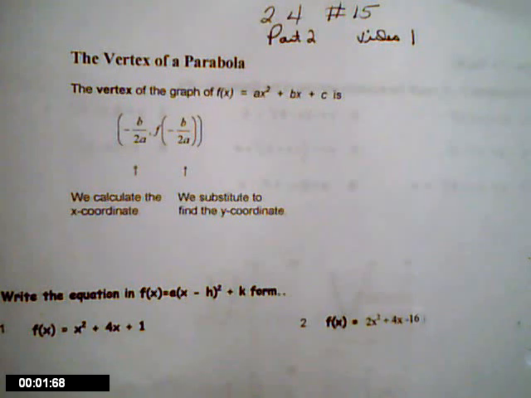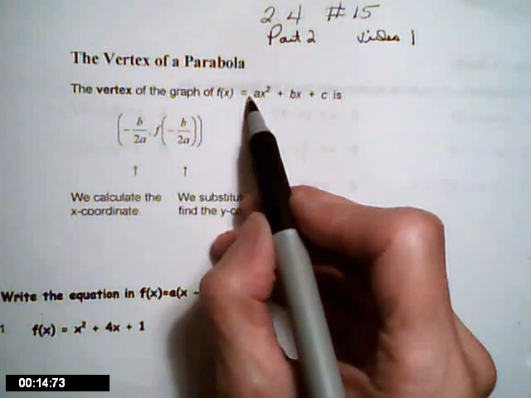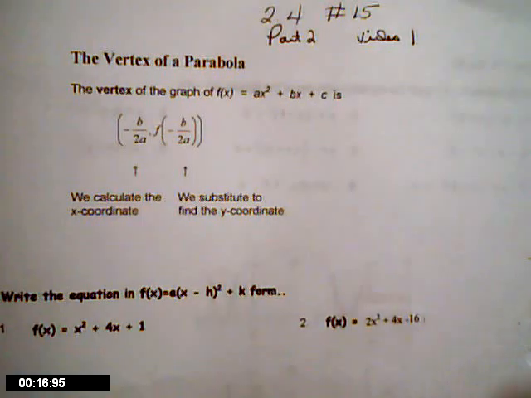This video is on 2.4 and it's the second homework assignment on 2.4. It's homework assignment number 15. Sometimes your parabolas are not going to be in vertex form. They're going to be multiplied out and look like ax squared plus bx plus c.